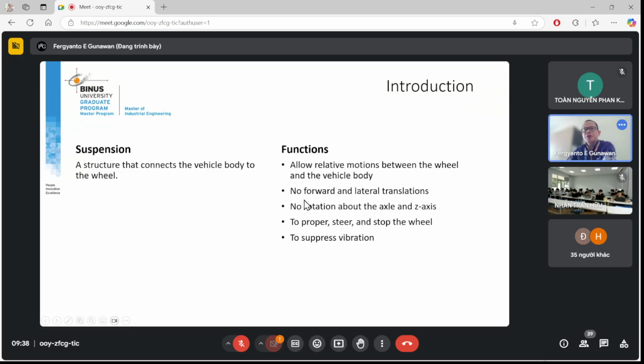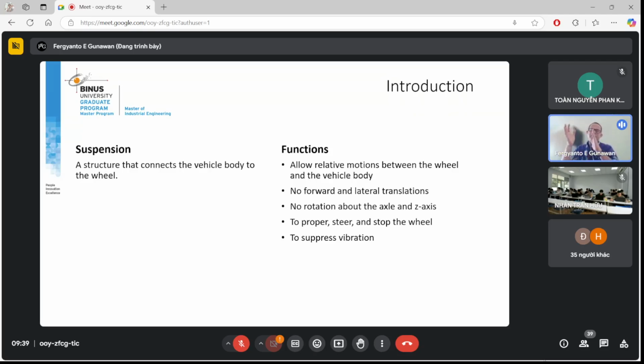Yeah, so we expect there is no forward and lateral movements of the vehicle body. So what we allow is only the vertical movement. Okay, so that is a criterion that we wish to achieve. So the suspension needs to have rigidity in terms of forward movement and lateral movement. The only movement that suspension should allow is in the vertical axis or z-axis.